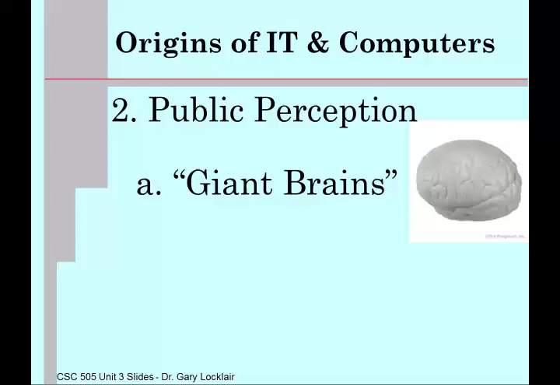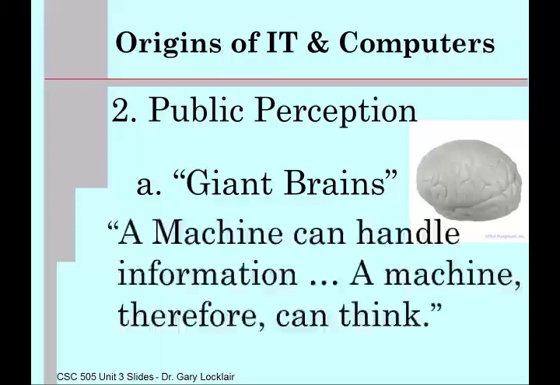We called them giant brains. I forgot to bring the book, but I have a book in my library by Edmund C. Berkeley, who was probably a preeminent computer scientist of the day. And in a 1949 book entitled Giant Brains, Edmund Berkeley writes, "A machine can handle information. It can calculate, conclude, and choose. A machine can perform reasonable operations on data. A machine, therefore, can think." That was 1949.